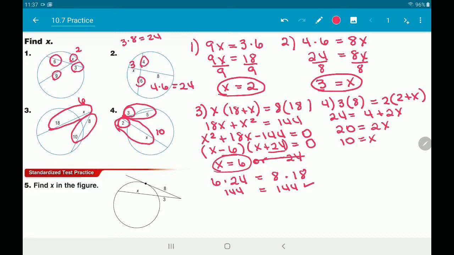So if we put that here, then basically we'd be doing 3 times 8, and that equals 24. And on this end, we would be doing 2 times 12, because the whole thing is 12, and that would also equal 24. So that checks out.